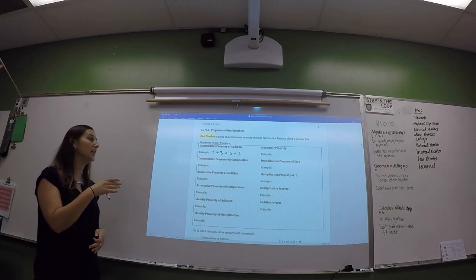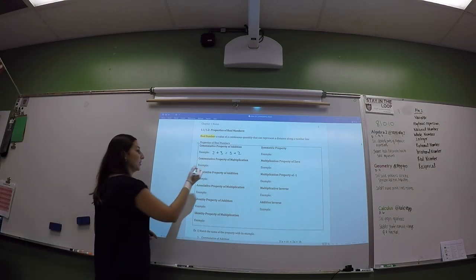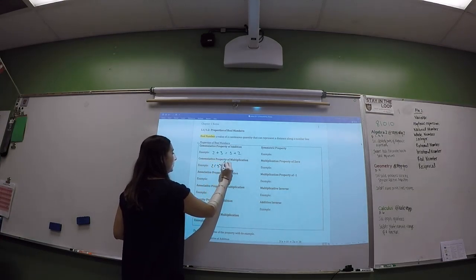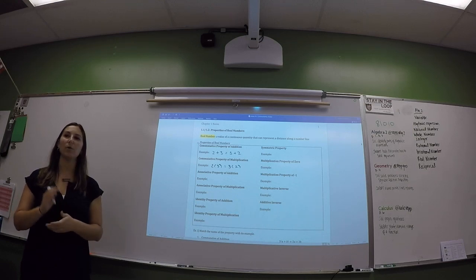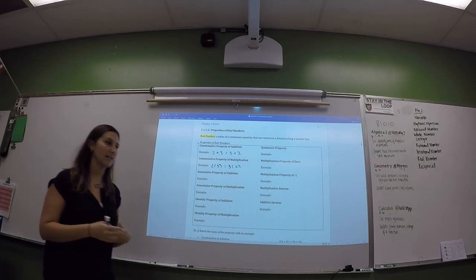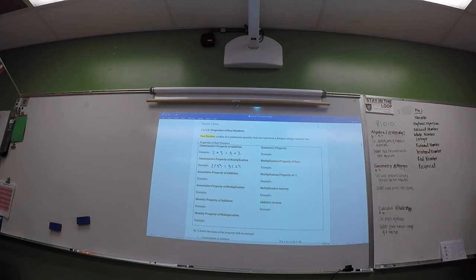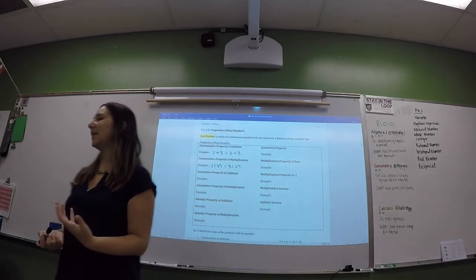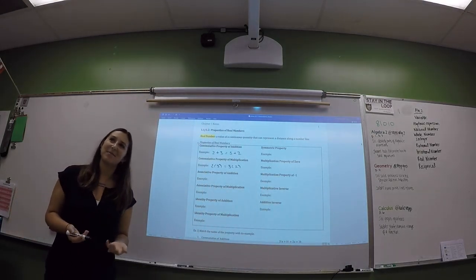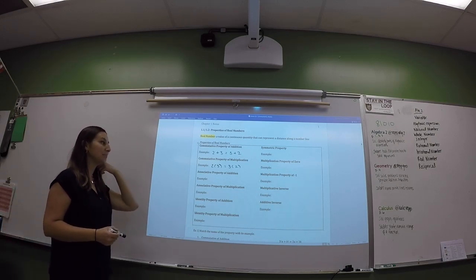So that works for addition, and it also works for multiplication, right? 2 times 3 is the same as 3 times 2. So the commutative property says it doesn't matter what order we add or multiply things in. Does that apply to division? Is 2 divided by 3 the same as 3 divided by 2? No. Every once in a while it might be the same, like 1 divided by 1. That's cheating, right? So it doesn't work all the time.